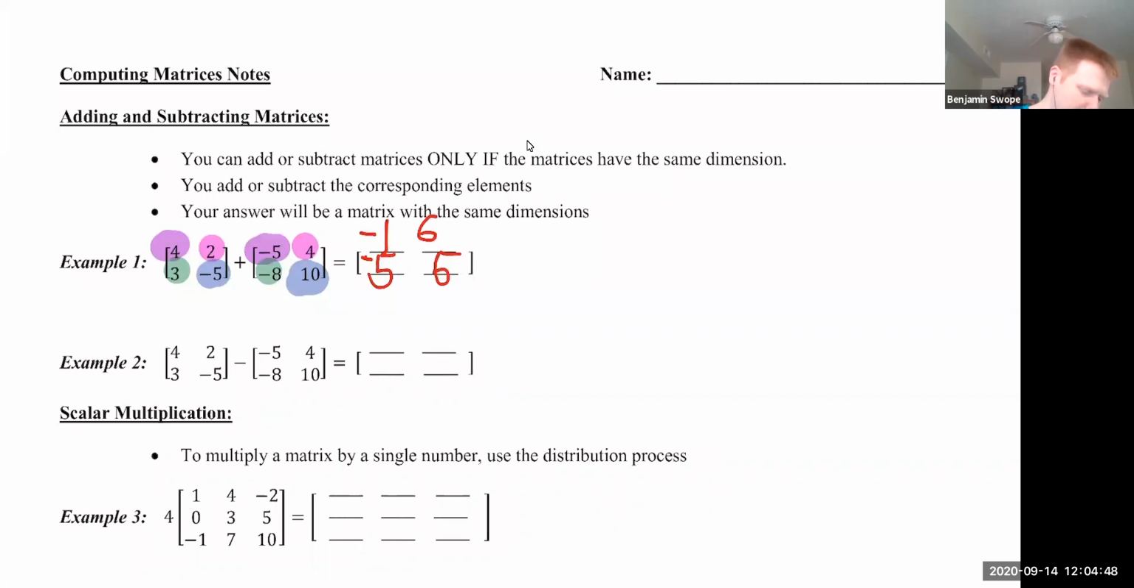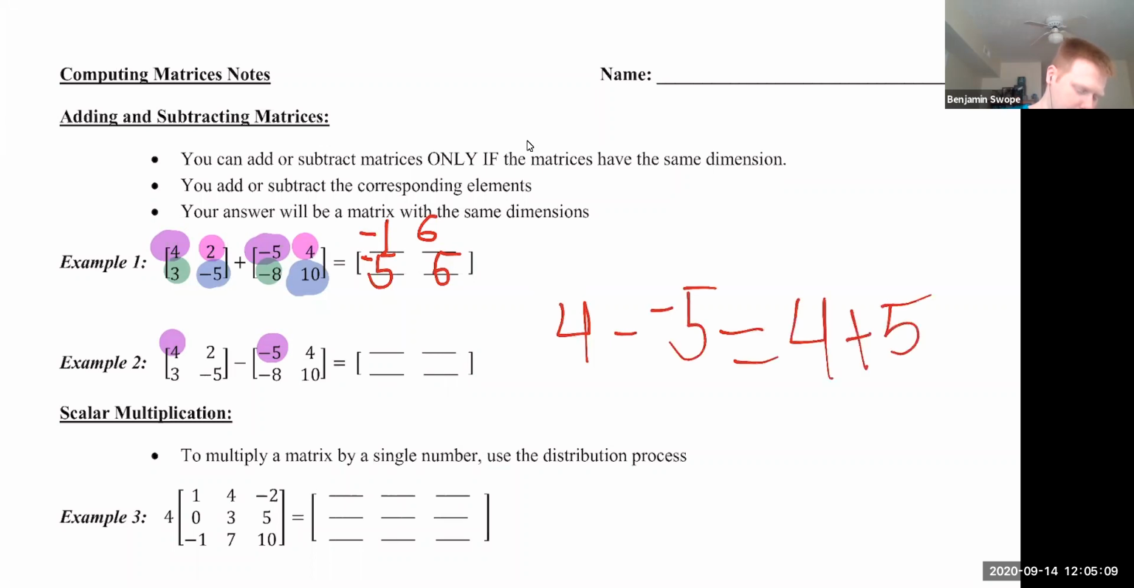Same exact idea with this bottom one, except we're subtracting. So just be careful if you're subtracting a negative. So this first spot's going to be 4 minus -5. Just remember, minus a negative really is the same thing as plus. So this first spot would be 9, because 4 minus -5 is really 4 plus 5. If not, just put it in a calculator.